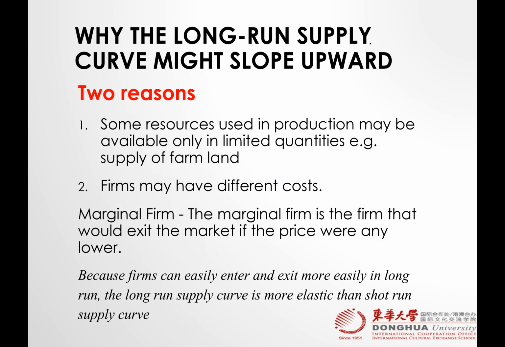So then the question arises, why is the long run supply curve still upward sloping? In some cases, you still see that the supply curve is upward sloping. The competitive firm, remember, we are talking about the competitive market. The competitive market long run supply curve is upward sloping only because of two reasons. One, some resources used in production may be available only in a limited quantity. Plus, firms may have different cost structures.